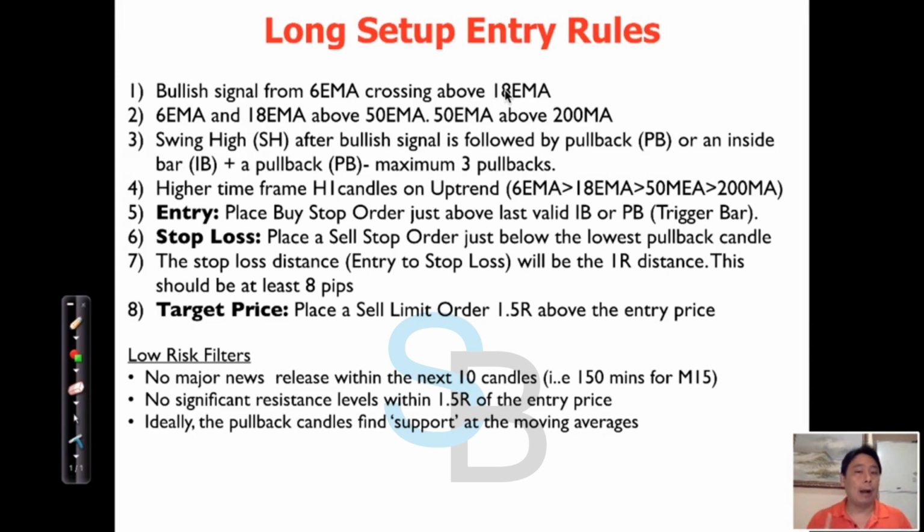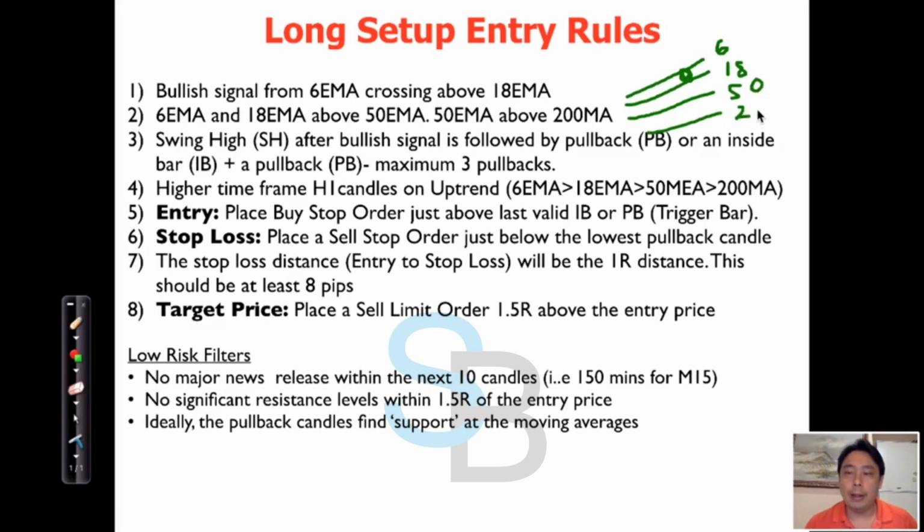Now, we also want to ensure the 6 EMA and 18 EMA are above the 50 EMA, and preferably the 50 EMA is above the 200 moving average. So in other words, upon entry, the 6 moving average must be above the 18 moving average, obviously, because it just crossed somewhere here. And it should be above the 50 moving average, and it should be above the 200 moving average.